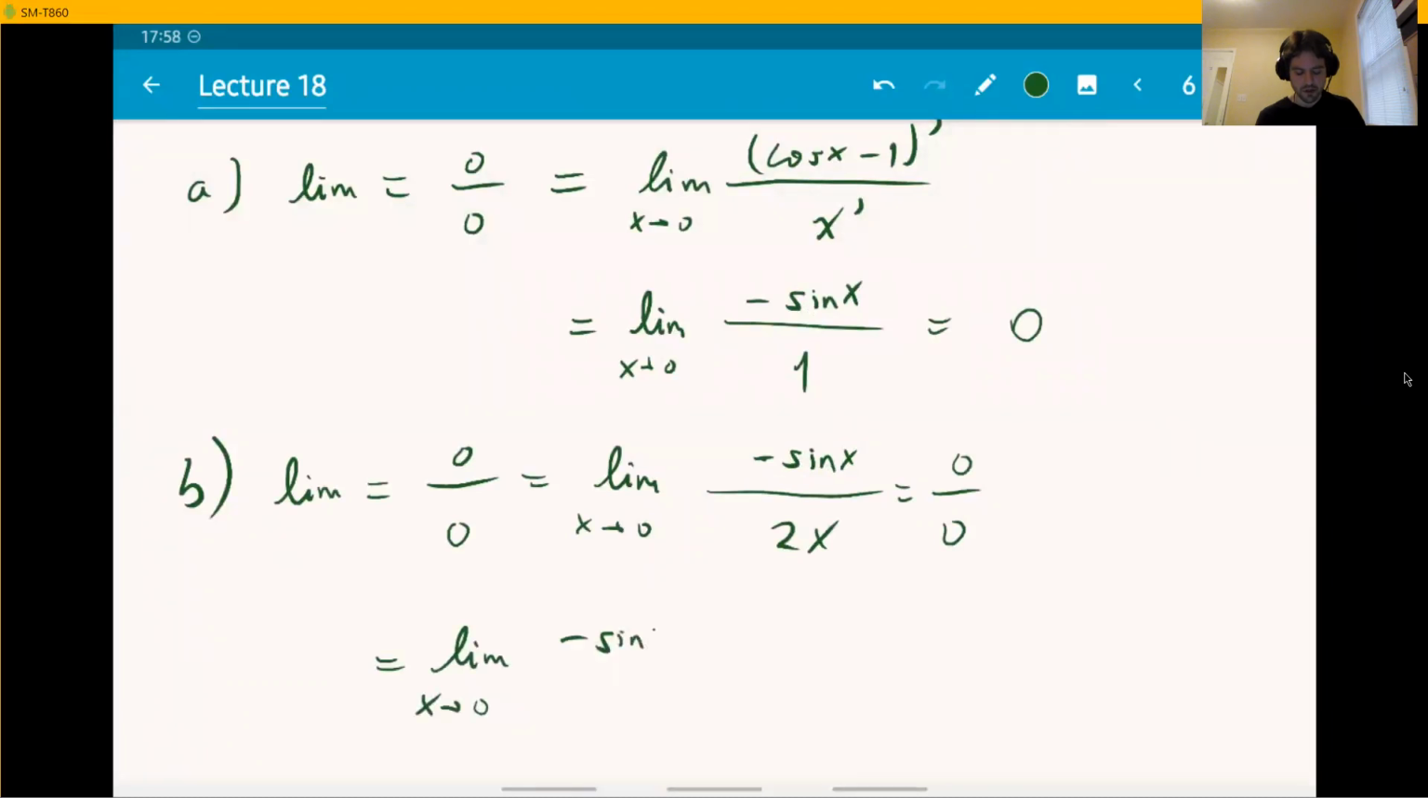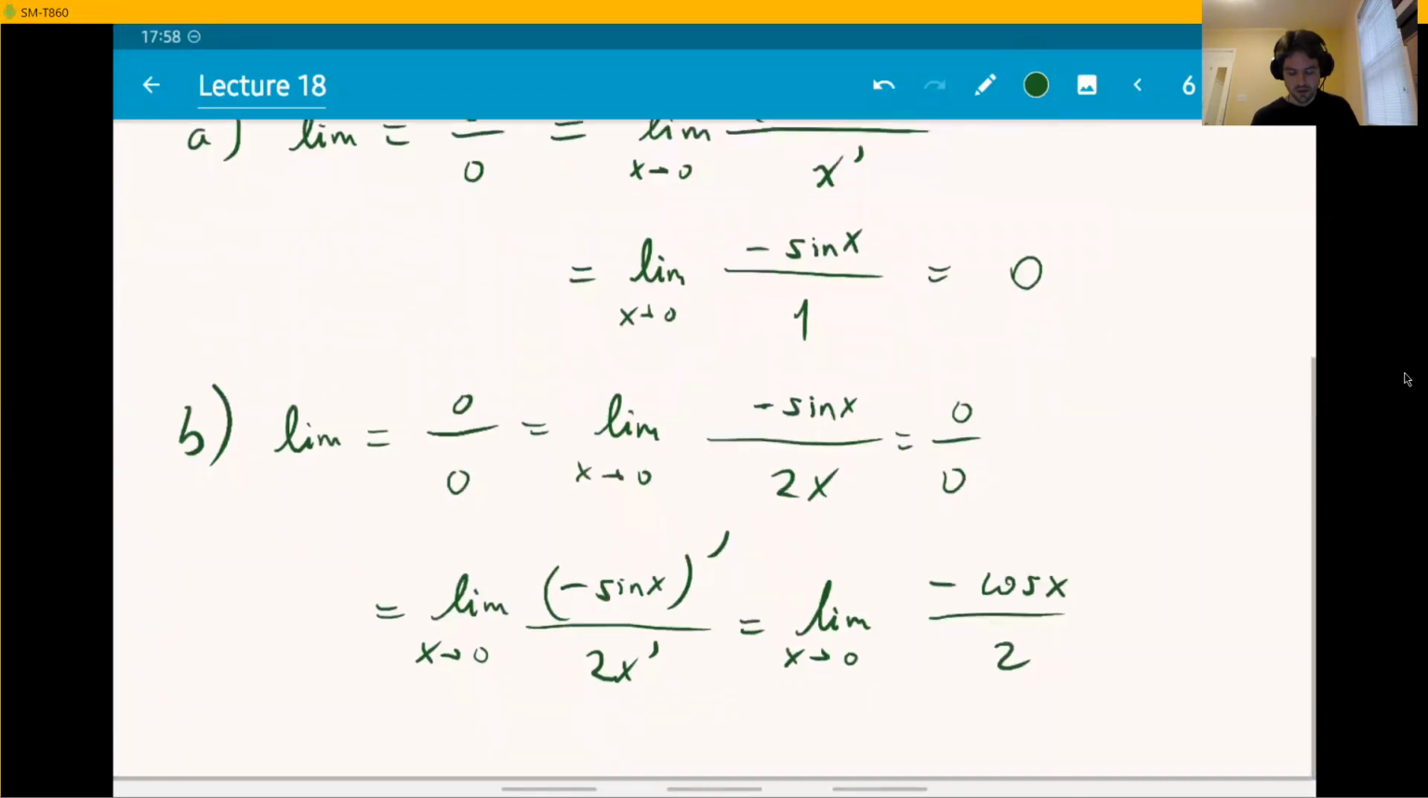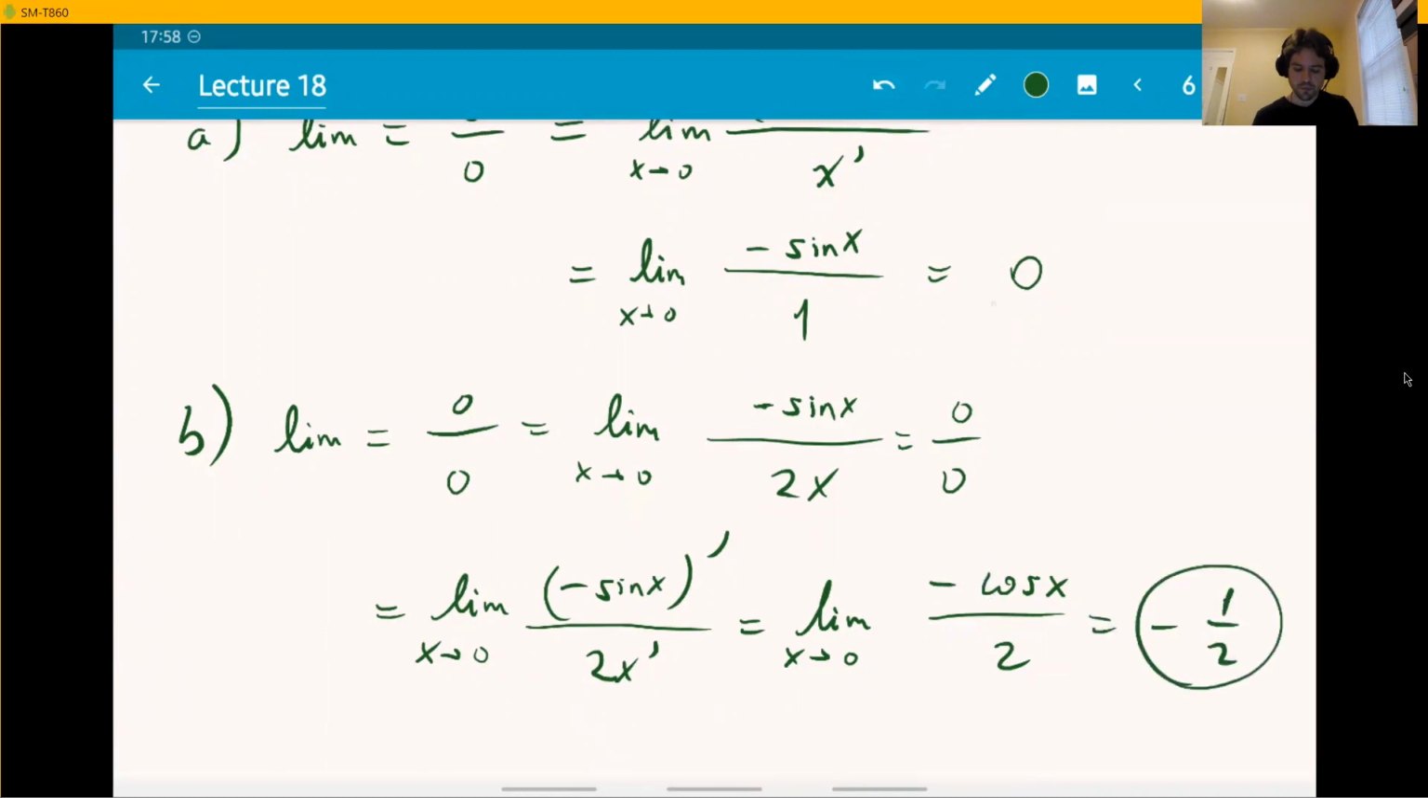Just to indicate what's happening, I'm now going to take primes on both numerator and denominator. Sine x prime becomes cosine x. There's an extra minus sign though, so minus cosine. And then divided by 2. X prime is 1. So what is the answer here? Now if you plug in x equals 0, cosine x becomes 1. So minus 1/2. This is the original limit.